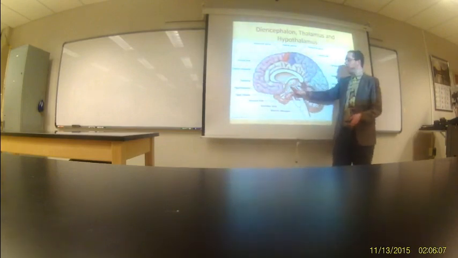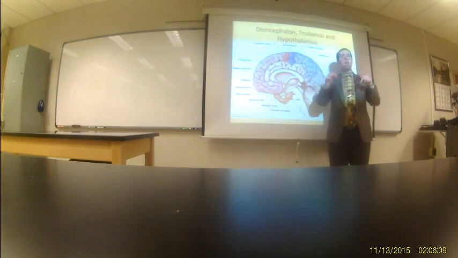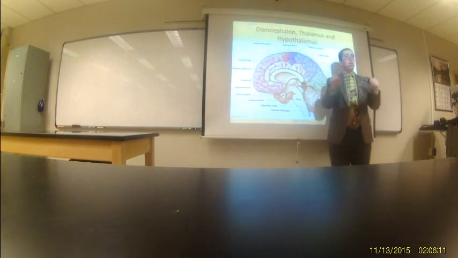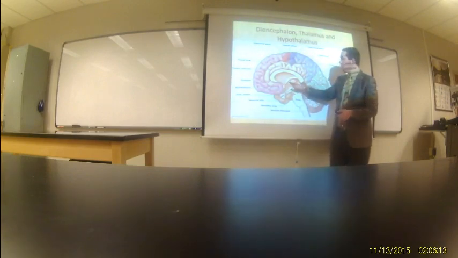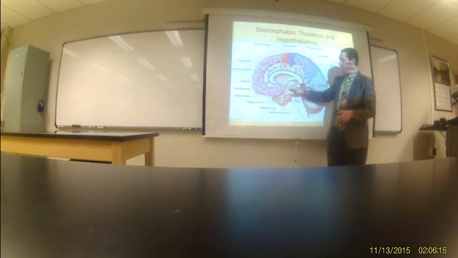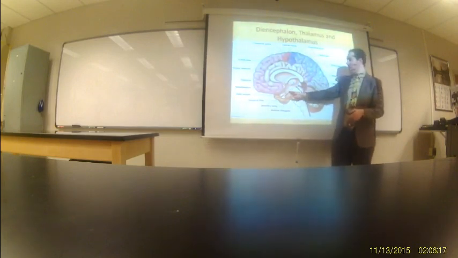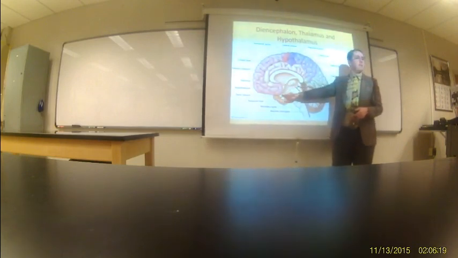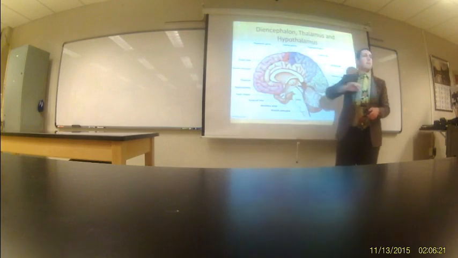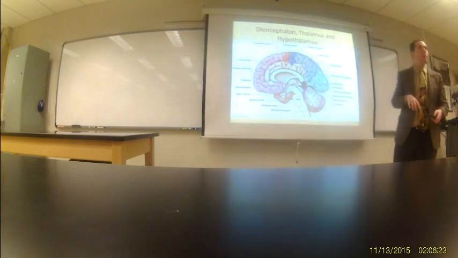Next, we have the hypothalamus. Hypo means low or under. Think of hypo, low temperature. So under the thalamus is the hypothalamus. It's just this kind of empty looking region here. It's not actually empty, but in a diagram it looks empty.